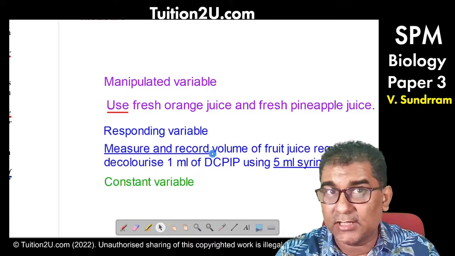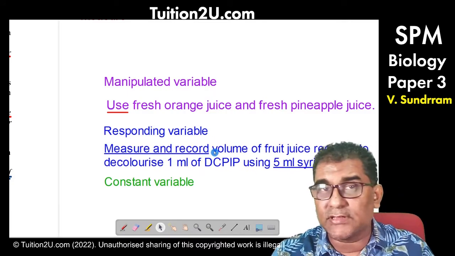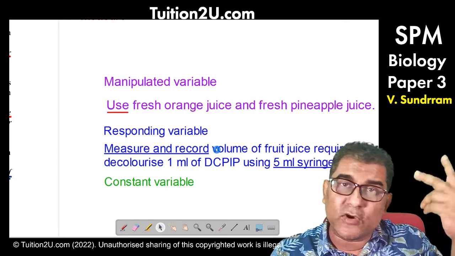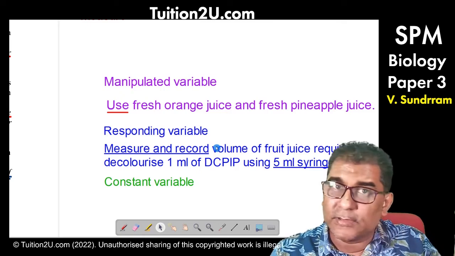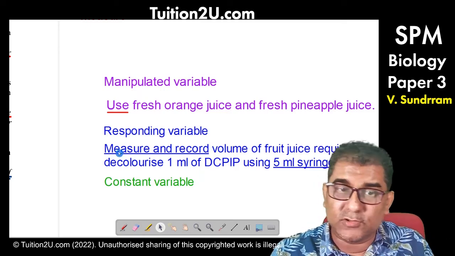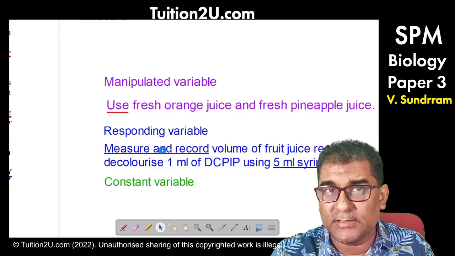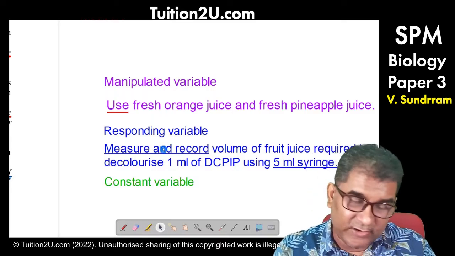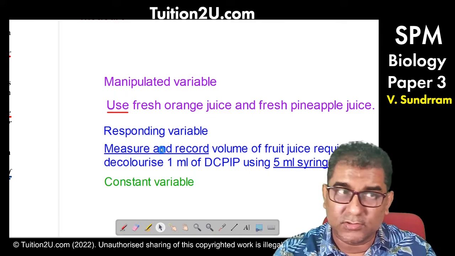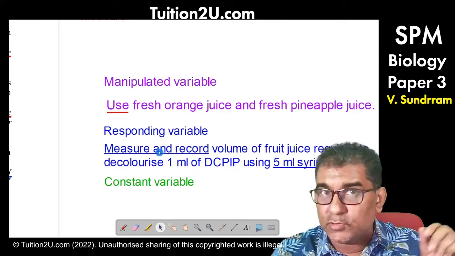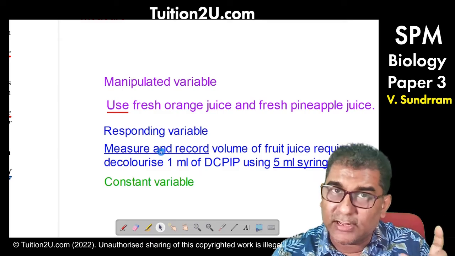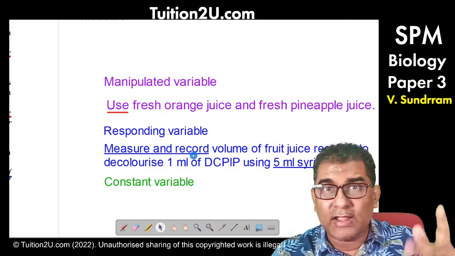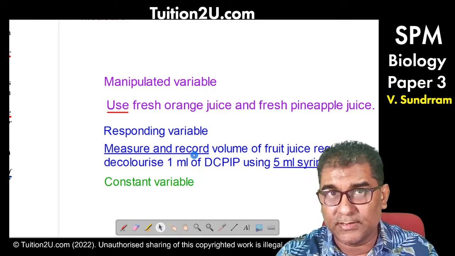Measure, check. There are times, for example in a photosynthesis experiment, you count the number of bubbles that is coming out from the plant, released by the plant. So you can't write there "measure the number of bubbles", you write "count the number of bubbles". Like if it's distant, you can use measure. So check what you're supposed to do in the experiment. Use the correct word, measure and record, count and record, for example.